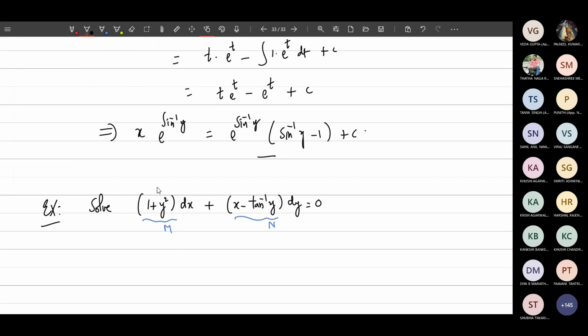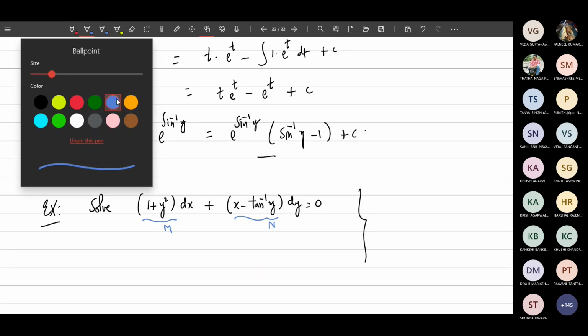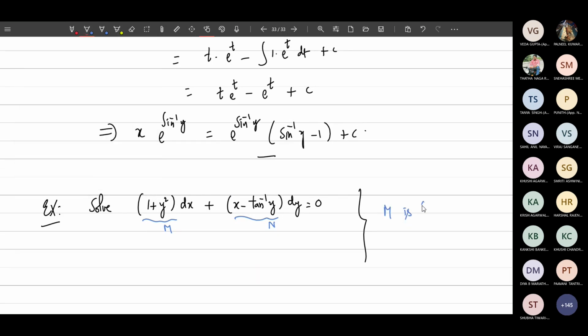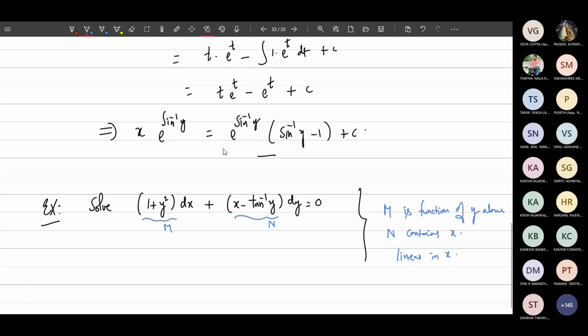M is a function of y alone, because the dx coefficient is 1 plus y square, and N contains x. N is x minus tan inverse y. So therefore you can conclude that this is linear in x. Therefore P and Q are functions of y. Linear in x means P and Q are functions of y. Linear in y means P and Q are functions of x.